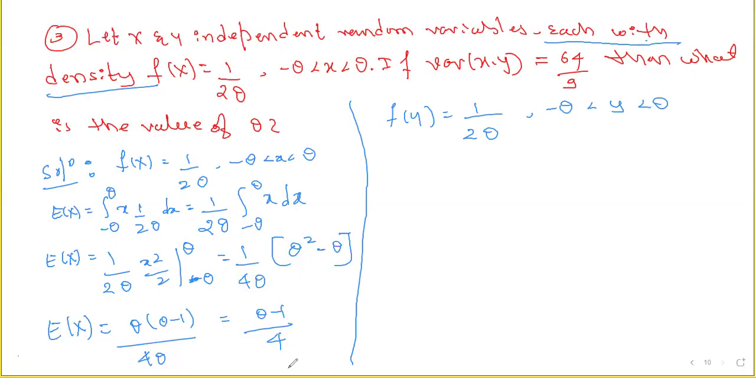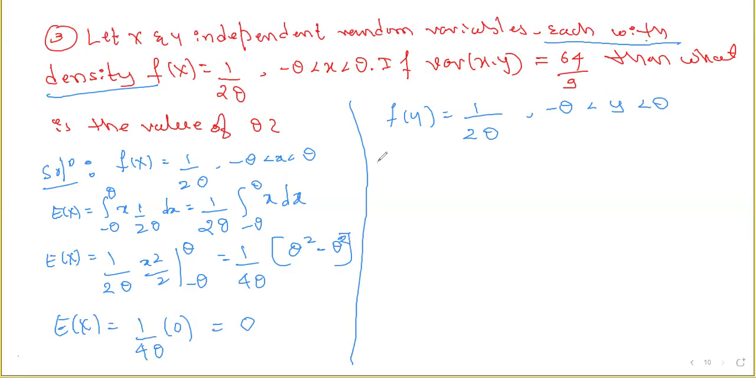Hey, wait. Somewhere we did wrong here. Just wait. See here, it is minus theta. So 1 divided by 4 theta common, x square means theta square minus theta square, that is also theta square. Here we get theta square minus theta square. Then expectation value of x equal to 1 divided by 4 theta into 0. So this will be 0.